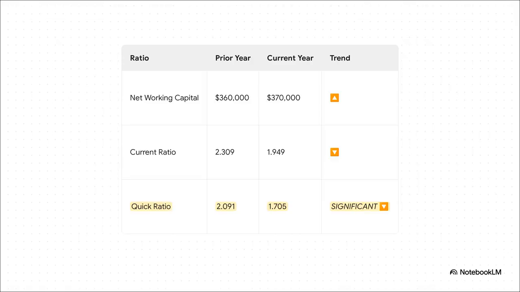And here it is. This is the reveal. Just look at the trends. Yeah, working capital went up a bit, which looks good, but the current ratio actually went down. And the quick ratio? It absolutely plummeted. That is a huge red flag. It tells us the company's ability to pay its bills without having to sell inventory has gotten significantly worse.